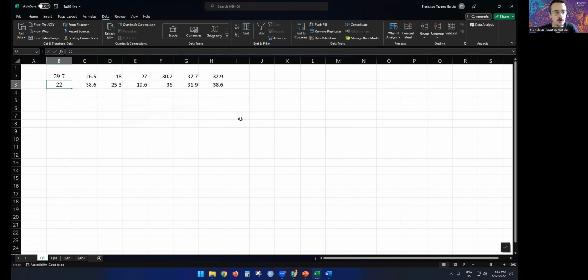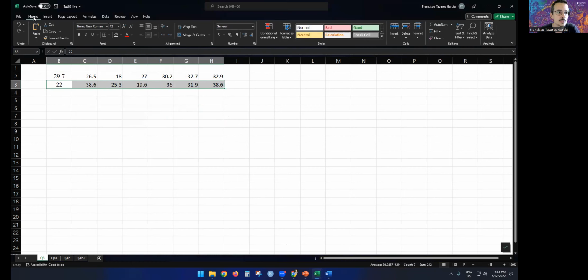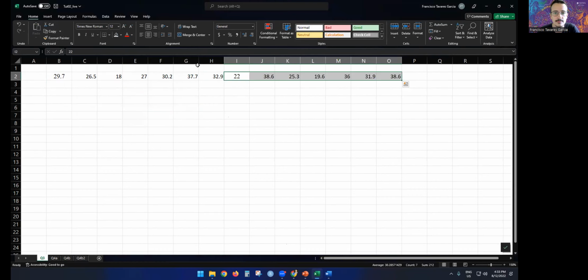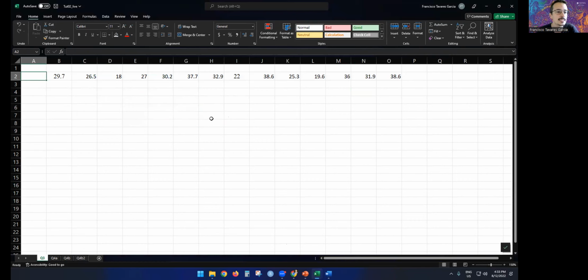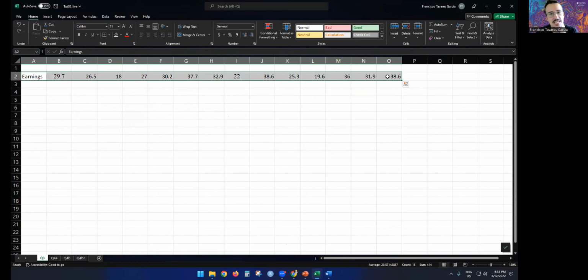Now to put all of them together, I will just select this one. Let's go back here. Let's cut. Now I'll paste it. Now we have a whole line, right? I will call this line earnings. But I don't want to work with it this way.